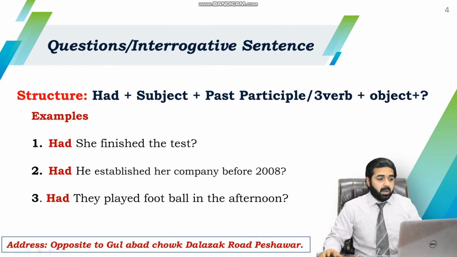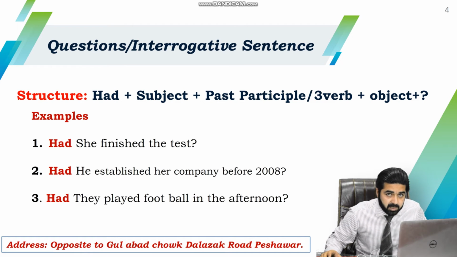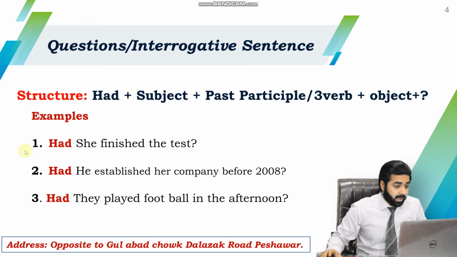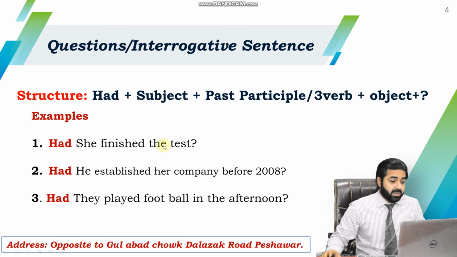Now we will go for question sentences or interrogative sentences, or those sentences in which we ask question. ये याद रखें, वो जुमले जिसमें हम सवाल पूछते हैं. स्ट्रक्चर आप ने यहाँ पर वंस अगेन याद रखना है. सबसे पहले आपने हेड लगाना है, हेड के बाद आपने सब्जेक्ट लगाना है, फिर उसके बाद आपने थर्ड फॉर्म ऑफ वर्ब प्लस ऑब्जेक्ट और प्लस लास्ट में जो मैं हमेशा आपको बताता हूँ क्वेश्चन मार्क, which is very essential important. So here we go for example. Has she finished the test?